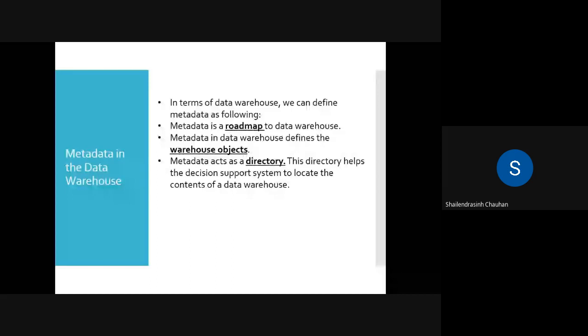So metadata in a data warehouse defines the data warehouse objects and acts as a directory. We all have directories, or whenever you visit any company, those companies have directories to maintain different records. Same way, metadata in the case of a data warehouse acts as a directory, which helps the decision support system locate the content of the data warehouse. So whenever you want the data of a specific department, using this metadata you can access it much faster.